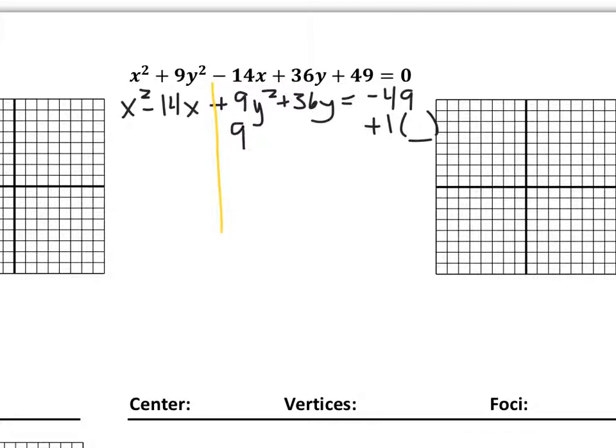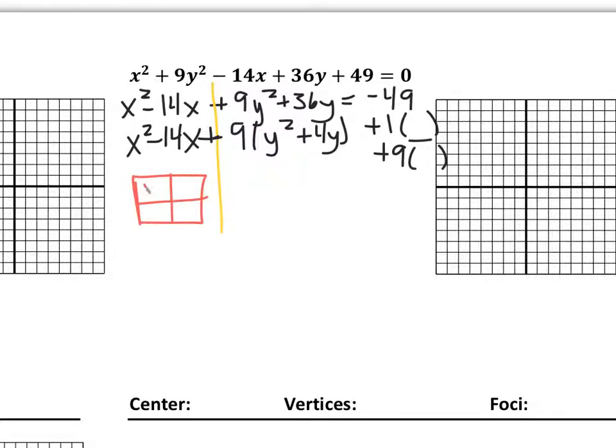But on the right side, I need to take out the 9 from the y terms. I should have done this in a different color, but live and learn, y'all. Live and learn. So that's going to be plus 9, whatever I need to fill in for y. I'm really sad I didn't do this in color. We'll do it in color from now on.